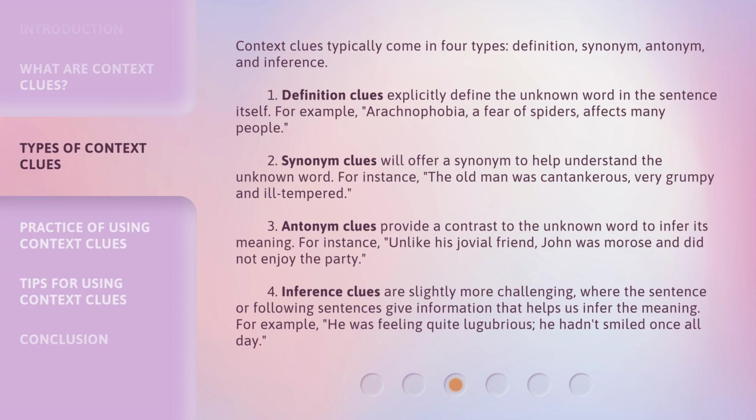3. Antonym clues provide a contrast to the unknown word to infer its meaning. For instance, unlike his jovial friend, John was morose and did not enjoy the party. 4. Inference clues are slightly more challenging, where the sentence or following sentences give information that helps us infer the meaning. For example, he was feeling quite lugubrious. He hadn't smiled once all day.